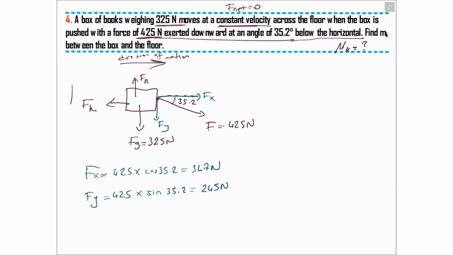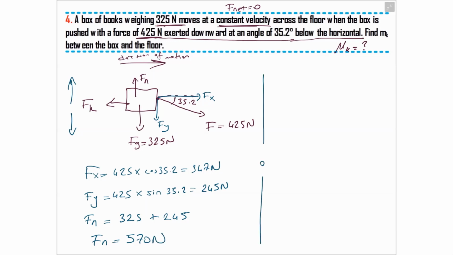And here the upward force must be equal to the downward force. That means Fn will be equal to Fg plus Fy, 325 plus 245. So Fn is going to be 570 Newton. And the question says find the mu k. So we can calculate it from the Fnet formula.